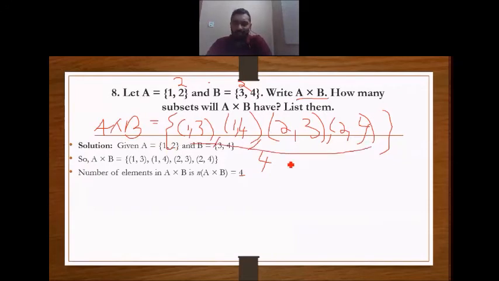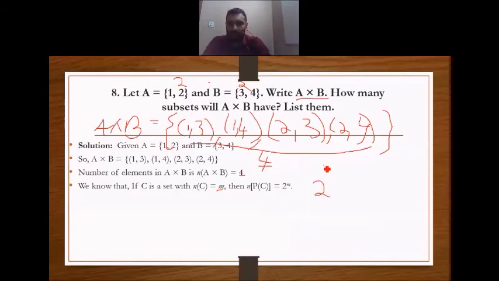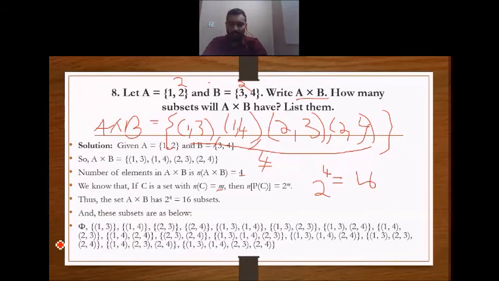In the previous chapter, the sets chapter, we know that if the number of elements of a set is equal to n, then the number of subsets possible is 2 to the power n. Now since there are 4 elements in A cross B, the number of subsets possible is 2 to the power 4, which is equal to 16. So therefore 16 subsets are possible. These are the subsets, we can list them.